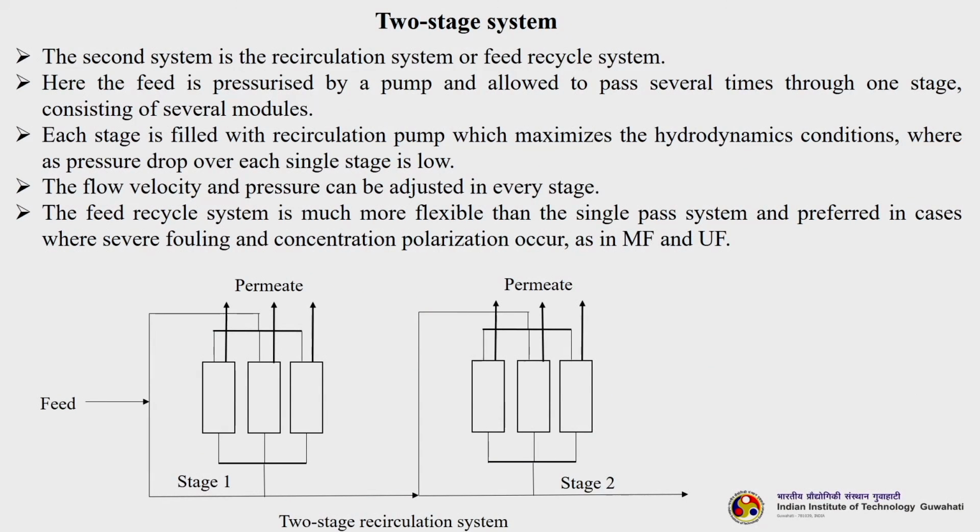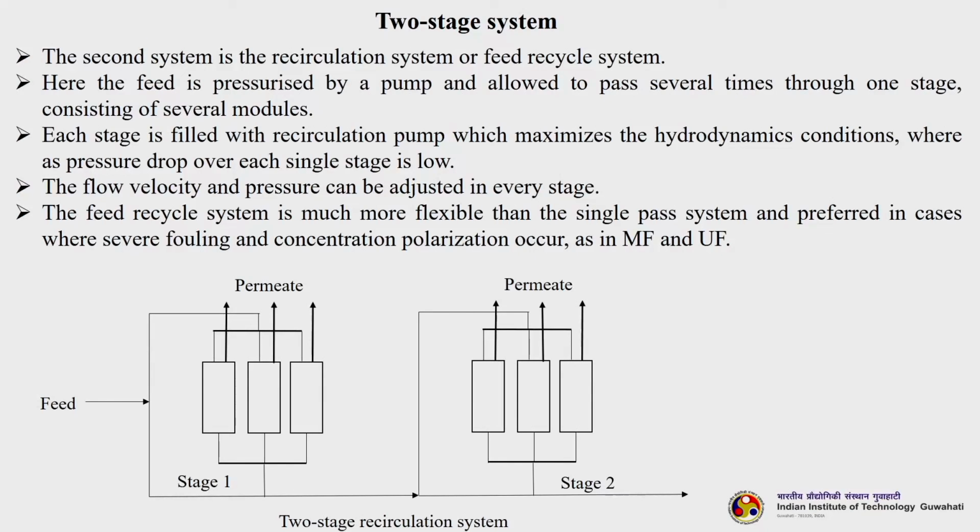So, let us say 2 stage system. The second system is the recirculation system or the feed recycle system. Here the feed is pressurized by a pump and allowed to pass several times through one stage consisting of several modules. Okay. That is, recirculation is happening actually here.